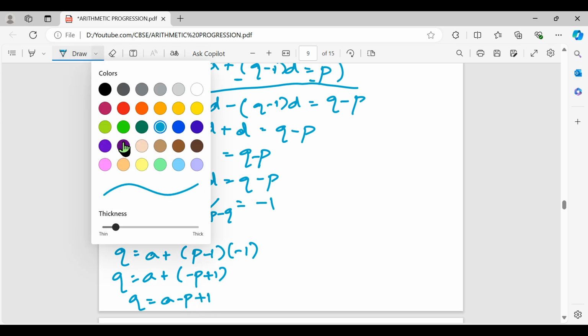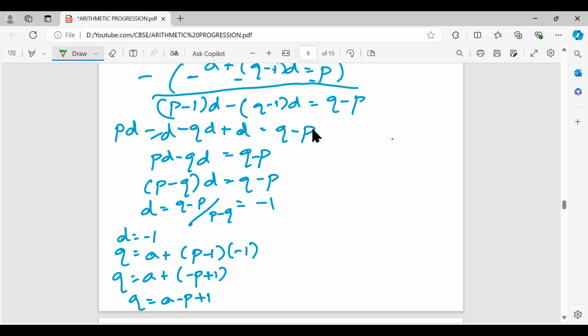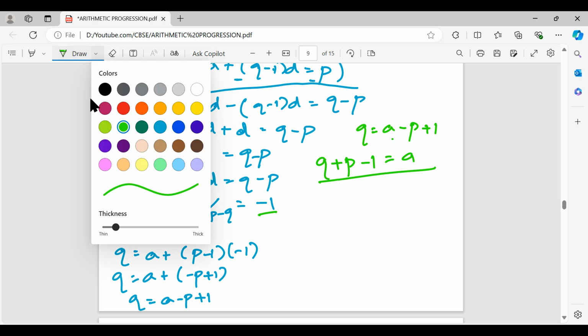Now, you got Q equals A minus P plus 1. See how to find the value of A. Bring P to this side, plus P; bring 1 to this side, minus 1. This is equal to A. We got this. So now we have D equal to minus 1 and A equal to Q plus P minus 1. So now we can find the nth term, right?